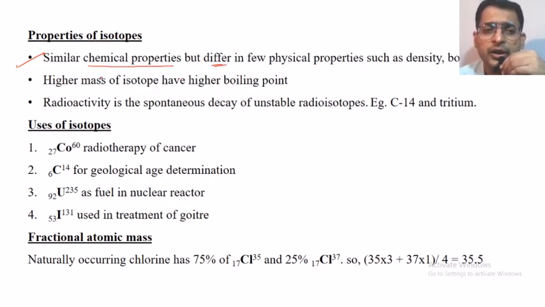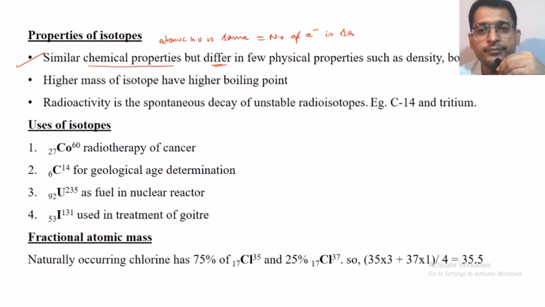Why do they have similar chemical properties? Because atomic number is the same, then the number of electrons is the same. If the number of electrons is the same, then the number of electrons in the valency shell will be the same. So if valency is the same, then chemical reactivity will also be the same.